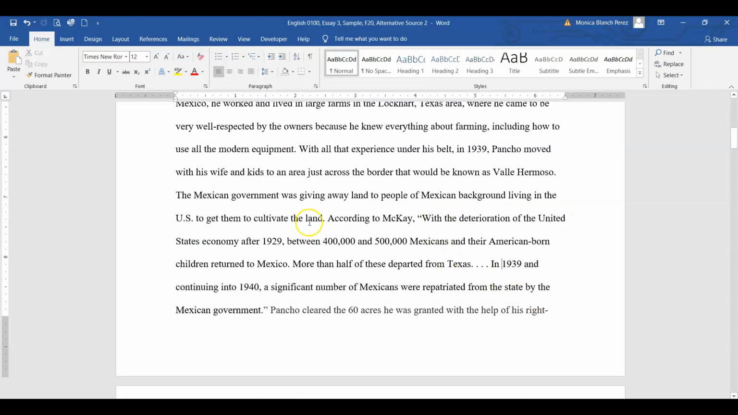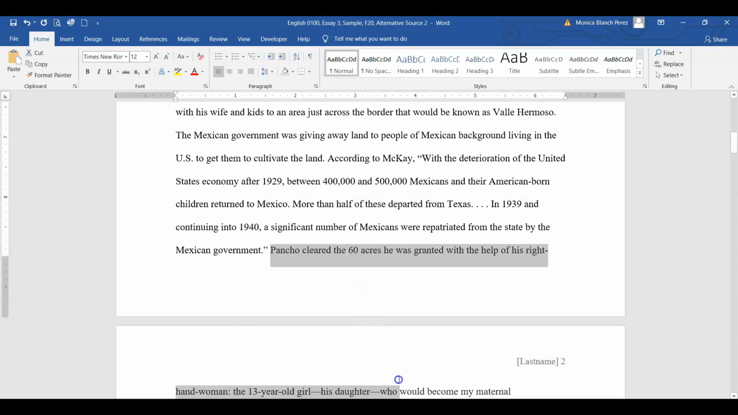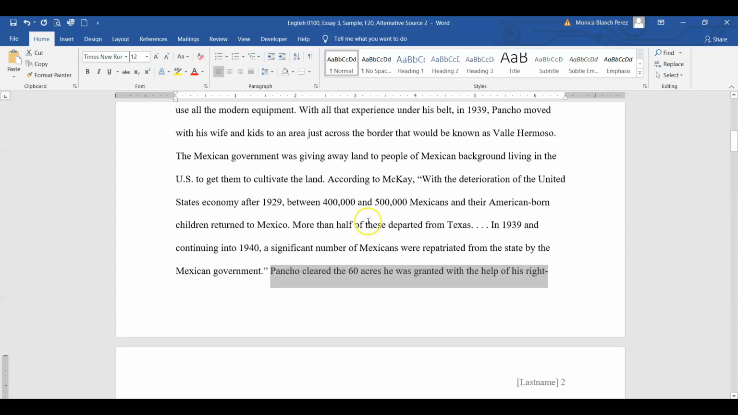So with the deterioration of the United States, between many Mexicans and American children, American-born children returned to Mexico. More than half of these were repatriated from Texas. In 1939 and continuing to 1940, a significant number of Mexicans were repatriated from the state by the Mexican government. So this is also a very good quote, right? Because it's just like what my mom told me about in the interview. And then it continues, Pancho did this and that with the land and blah, blah, blah, right?